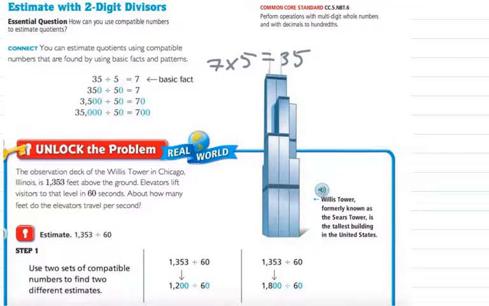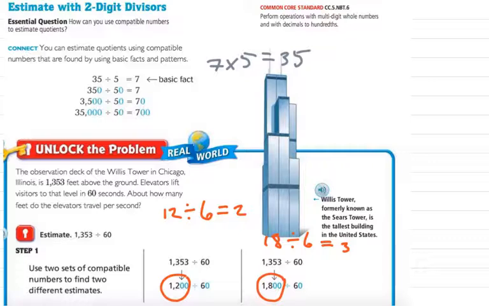And some boys and girls might say, Miss G, I have no idea how you came up with that compatible number. Boys and girls, keep in mind our basic fact, 12 divided by 6, and our basic fact over here, 18 divided by 6. We know that 12 divided by 6 is 2, and we know that 18 divided by 6 is 3. So that basic fact can help us do larger compatible numbers in our head. So we have two problems here. We have this problem and this problem.